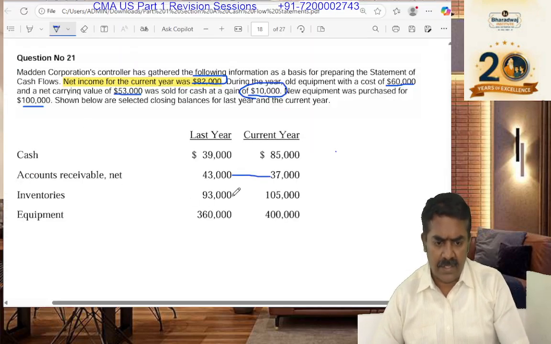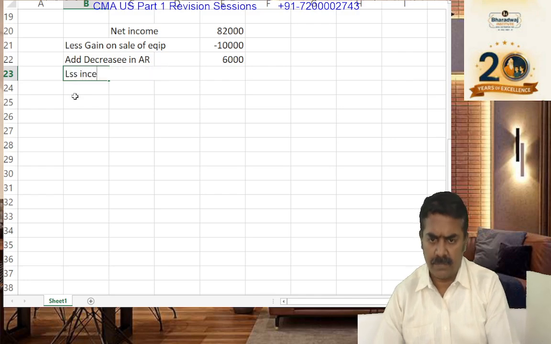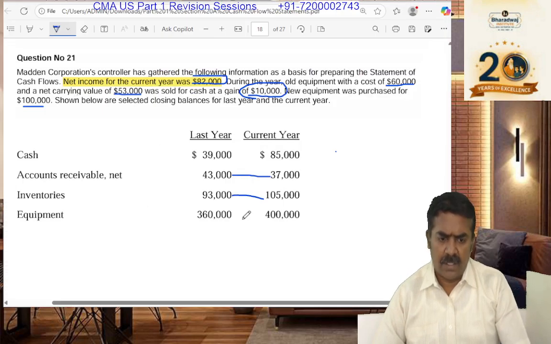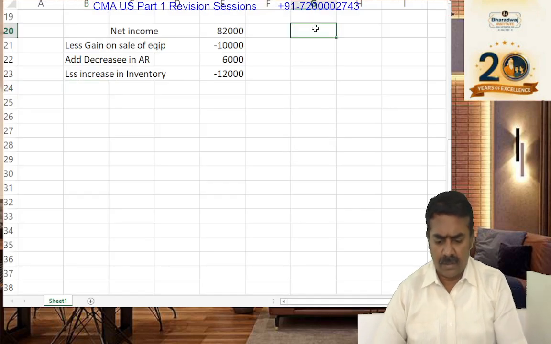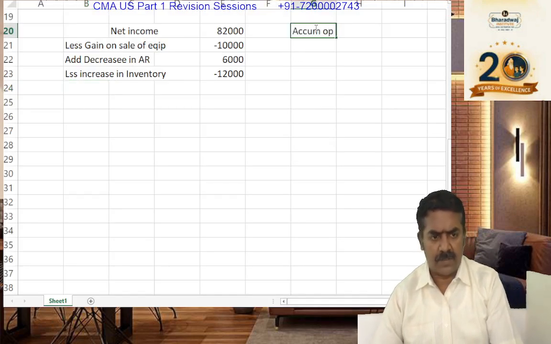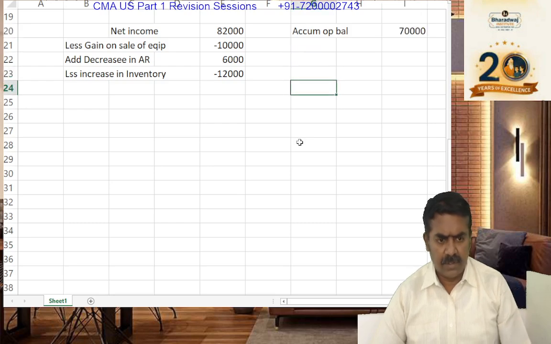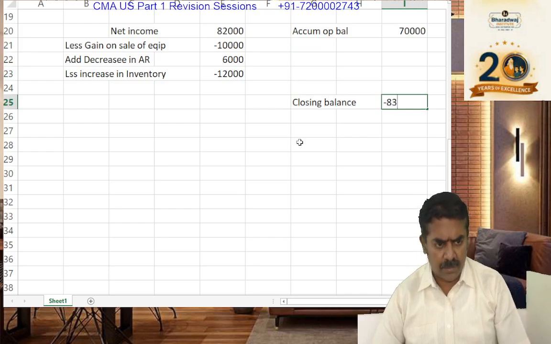Then inventories increased by 12,000. How much increased? 12,000 increased. Then equipment we have to check. Accumulated depreciation on equipment we have to check. Okay. What is the accumulated depreciation opening balance? 70,000. Closing balance? 83,000 is the closing balance.